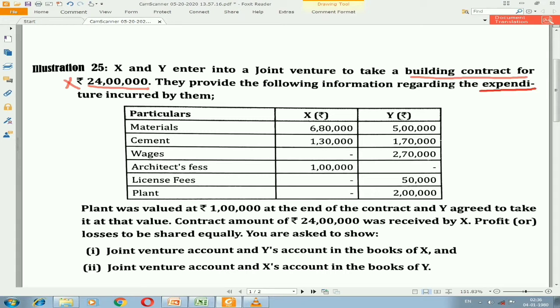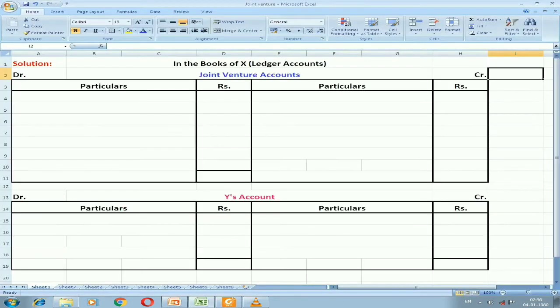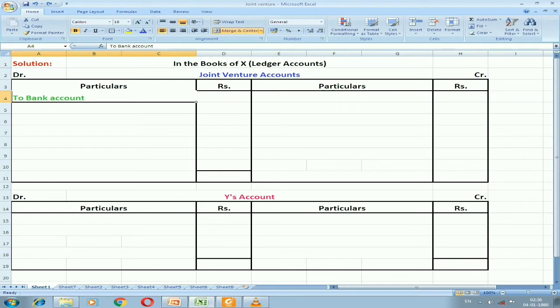So let us see the expenditures which are related to X. First let us take the expenditure related to the X co-venture. In the X co-venture we have materials 6,80,000, cement 1,30,000 and architect's fees 1 lakh. These three we are supposed to take under the joint venture account. As they are expenditures, we take them on the debit side of the joint venture account, but not in the name of X because we are preparing under the books of X. That is the reason we consider it from his point of view.